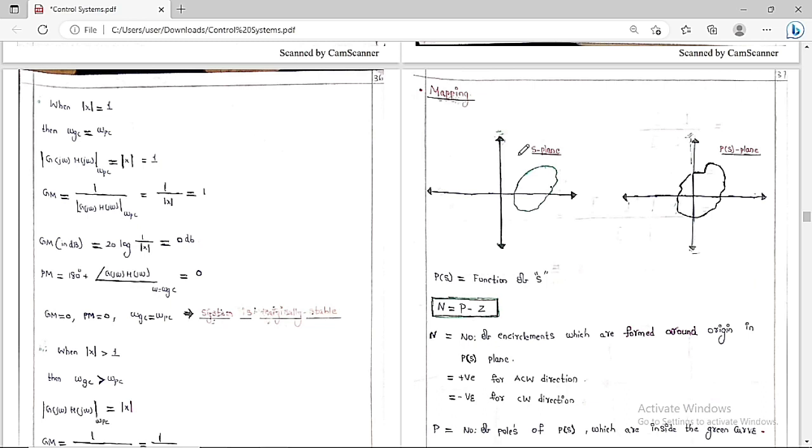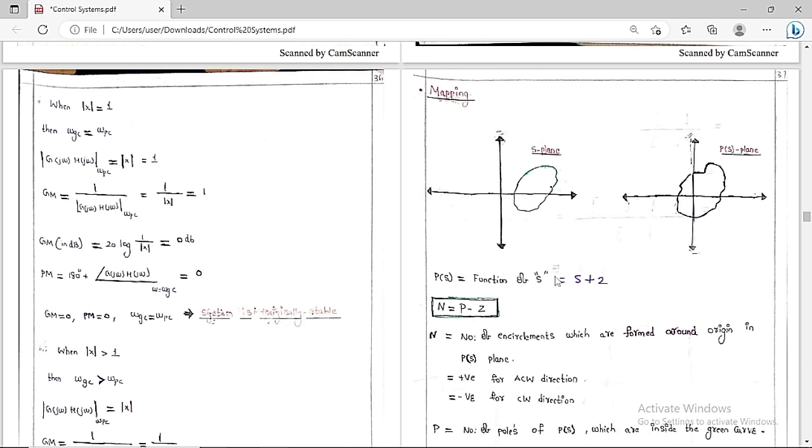Now we are going to discuss another concept, which is called mapping. Suppose you take an S-plane, and this is called the P of S plane. So basically P of S is a function of S. Now let me assume its value. Let me take a small example: function of S, I will take here S plus 2.